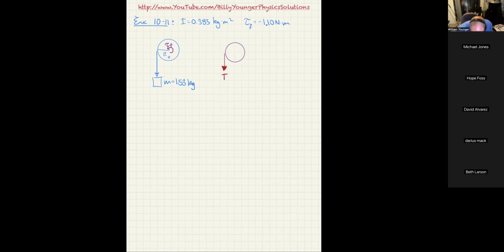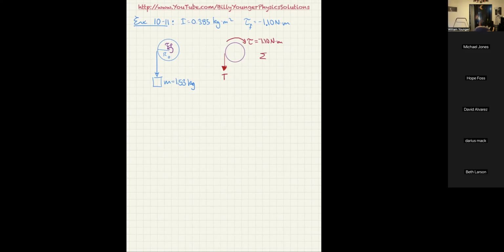This is going to be a tension force T acting down, and we don't necessarily know it. It's not necessarily going to be mg, because this mass is going to be falling, and if it was mg, it wouldn't fall. So the tension can't be mg. It's going to have to be a little different from that. But we also have acting on it a friction torque that causes negative 1.10 Newton meters.